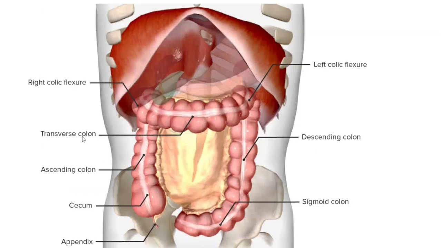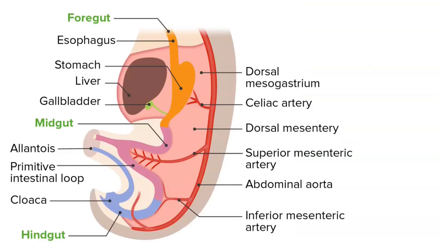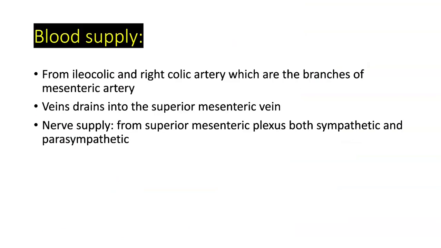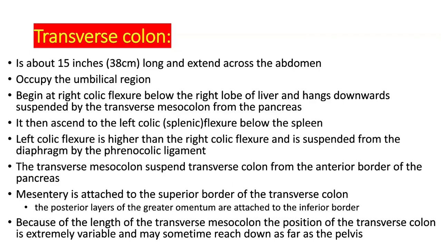As you can see here, this is the ascending colon. Here is the right colic flexure. So the blood supply is from the ileocolic and right colic arteries, which are branches of the superior mesenteric artery, and the venous drainage is into the superior mesenteric vein, and the nerve supply is from the superior mesenteric plexus, from both the sympathetic and parasympathetic nervous system.